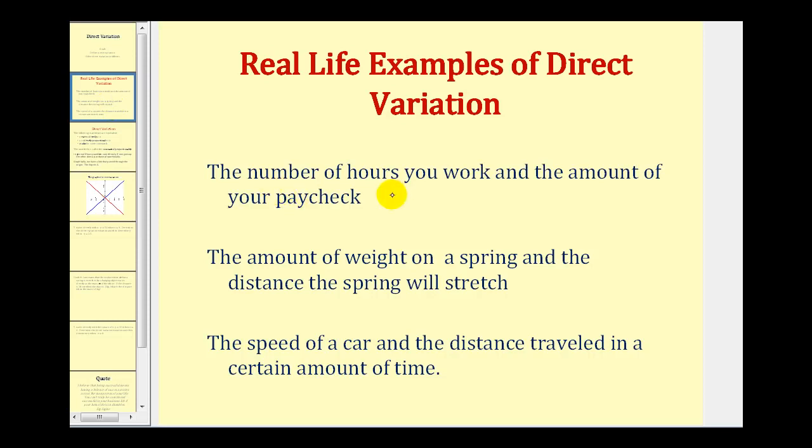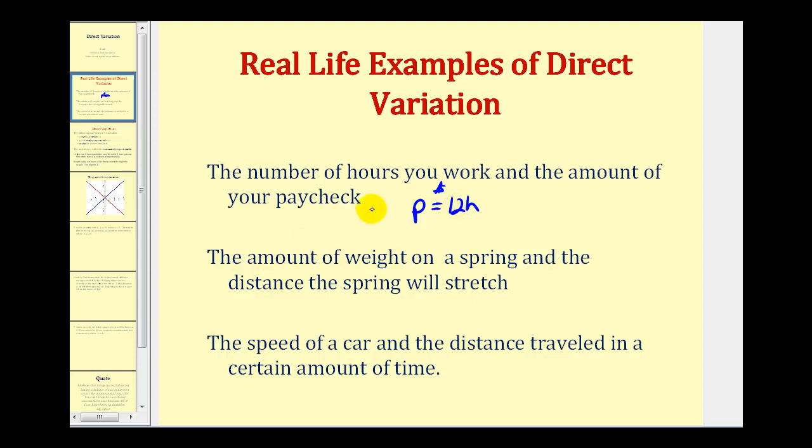For example, the number of hours you work and the amount of your paycheck is an example of direct variation. For example, if you make $12 an hour, the amount of your paycheck, P, would be equal to $12 times the number of hours, or H, that you work per pay period. So for every hour you work, your paycheck increases by $12. This is an example of direct variation.